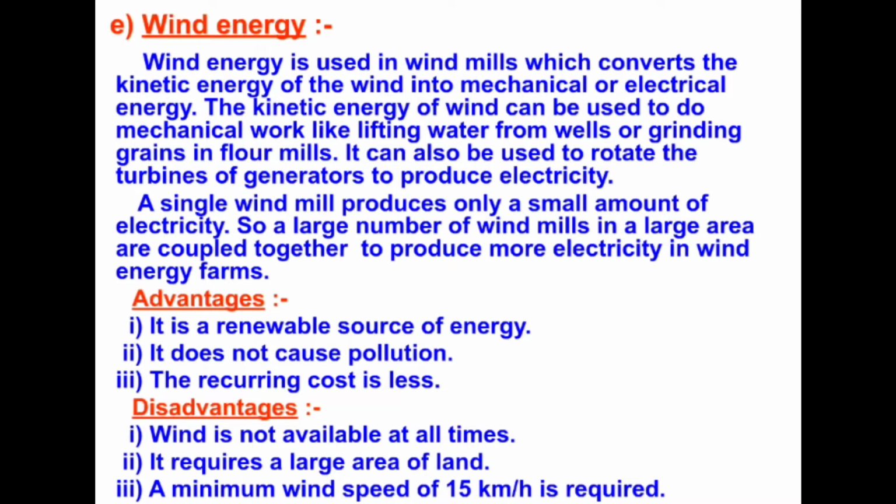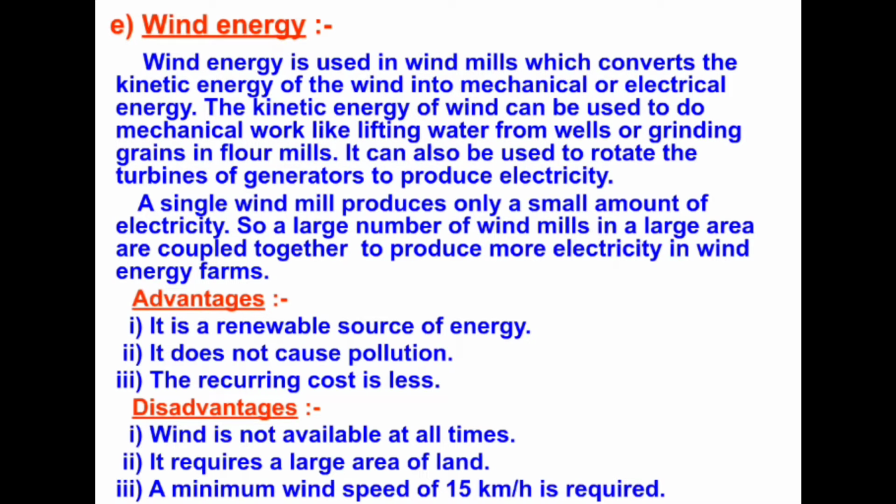Wind energy. Wind energy is used in windmills, which convert the kinetic energy of the wind into mechanical or electrical energy. The kinetic energy of wind can be used to do mechanical work like lifting water from wells or grinding grains in flour mills. It can also be used to rotate the turbines of generators to produce electricity. A single windmill produces only a small amount of electricity, so a large number of windmills in a large area are coupled together to produce more electricity in wind energy farms.